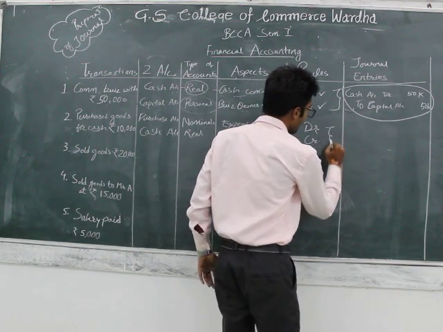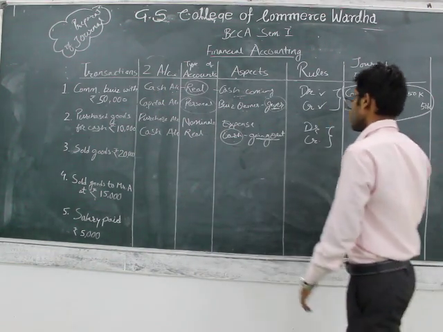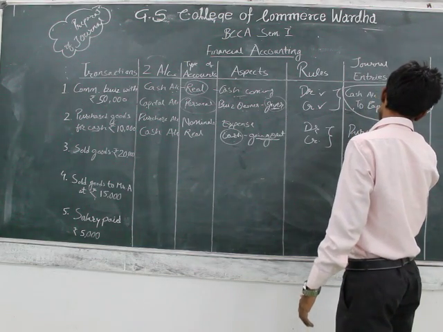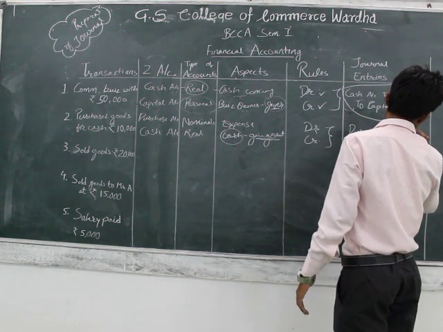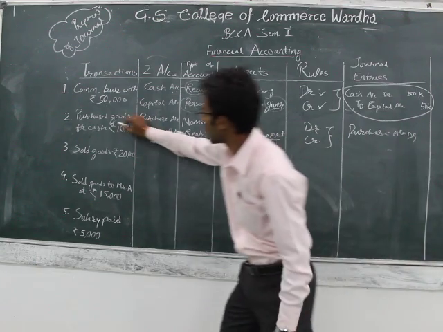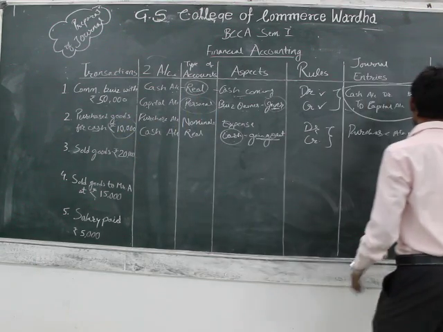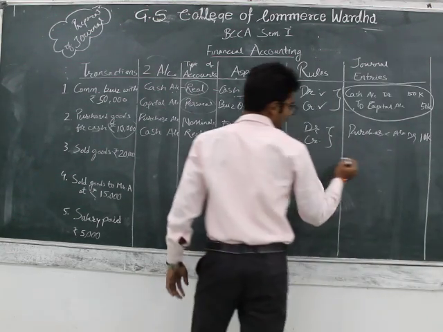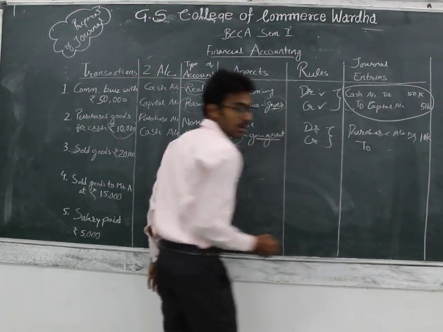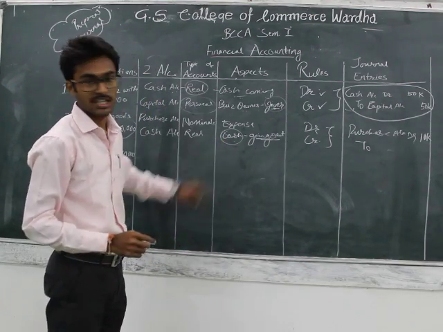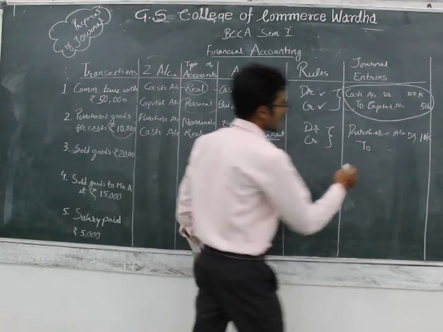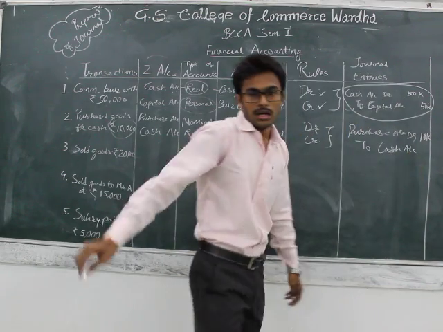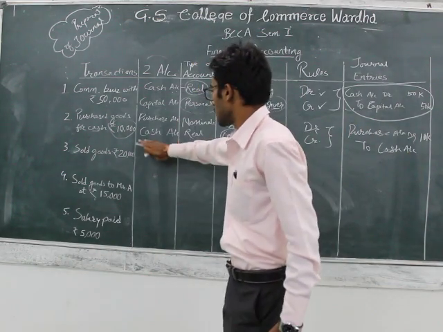For this, the accounting entry, the journal entry, will be: purchase account debited with rupees 10,000, with rupees 10k, 10k means 10,000, to cash. Why? Because cash is going out. Cash account. This is our two transactions.